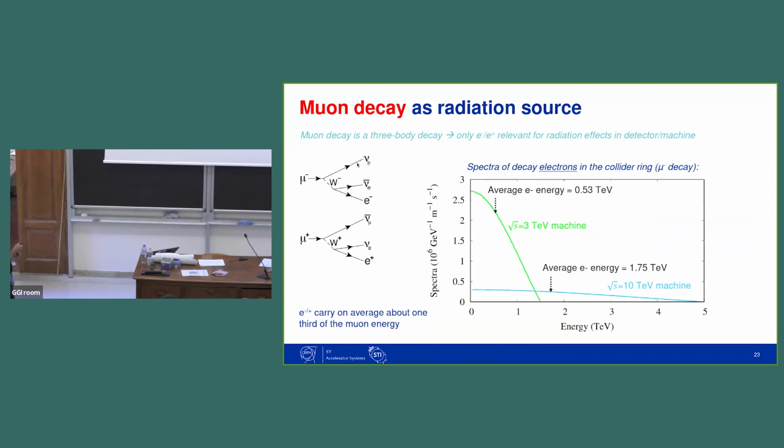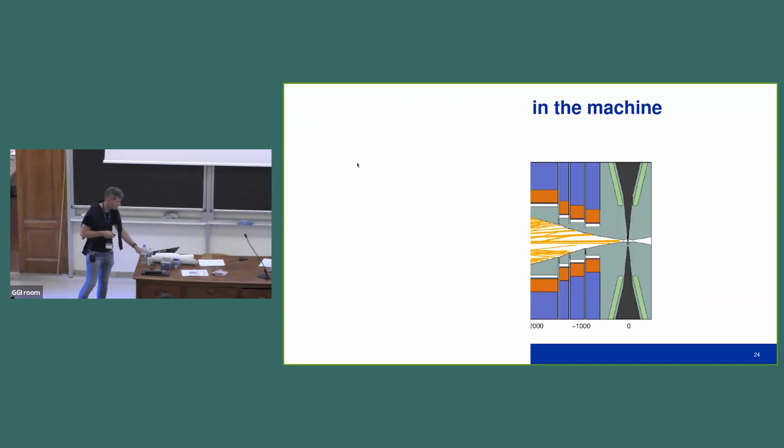I just wanted to show here the spectra of the electrons in the collider ring. You can see it for the 3 TeV machine and the 10 TeV machine. So we have a continuous spectrum up to the top energy here. And the average energy carried by these electrons and positrons is a bit more than 1/3 of the muon energy. So it's about 500 GeV for the 3 TeV machine and 1.5 TeV for the 10 TeV machine.